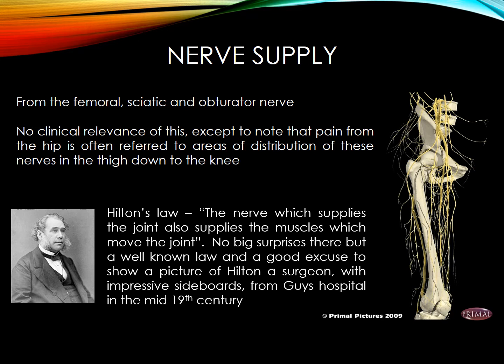And the law goes: the nerve which supplies the joint also supplies the muscles which move the joint. So you could have put that the other way around. So the nerves which supply the muscles which move the joint also supply the joint. The easy way to look upon it is that any nerve that goes anywhere near the joint sends off a little twig towards it.